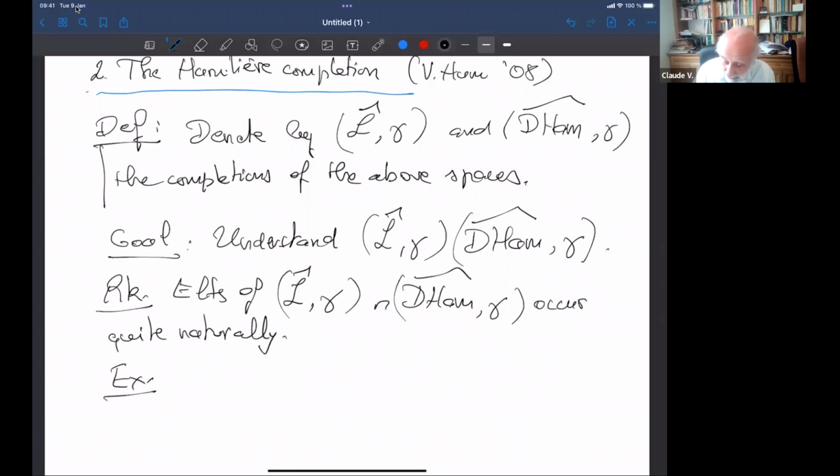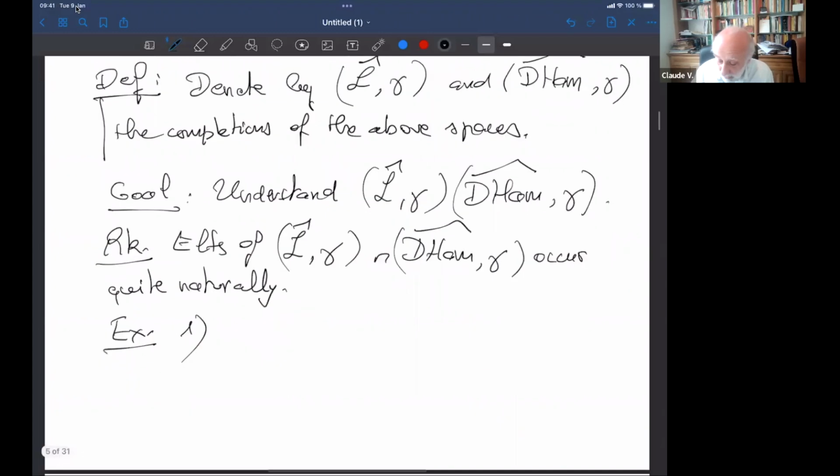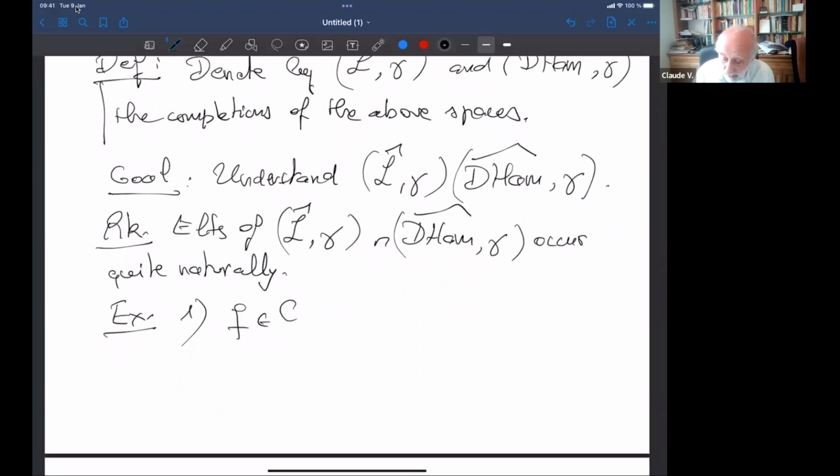Well, let me give you some examples. Well, the first example, of course, just take a C0 function on R, and you would like to say something about the graph of df, and this naturally belongs to L hat, but not to L. Okay, that's the first example.